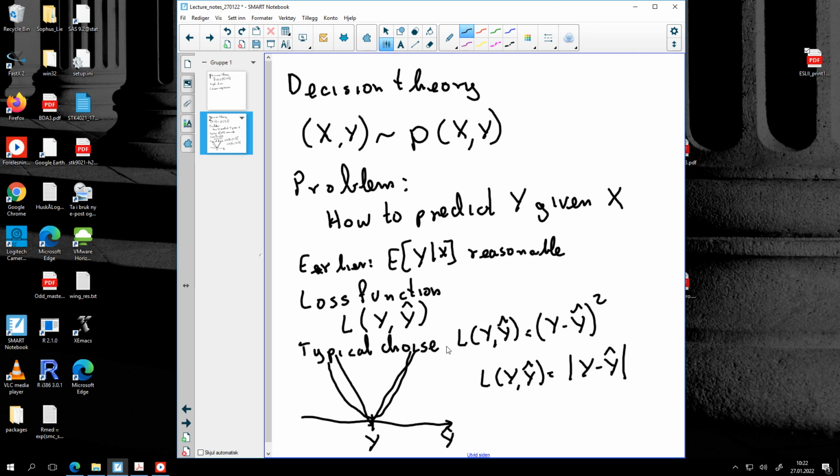Right. So that's an alternative, and it's not obvious which one to choose. But what we will then see, we will go through the mathematics on what this square loss function will result in, and then we will also just give results on if we have this absolute deviation instead.